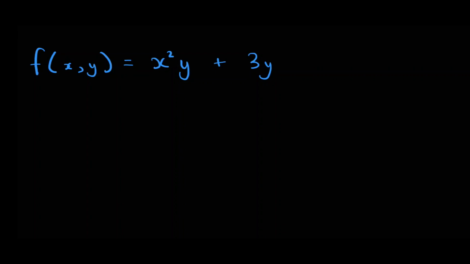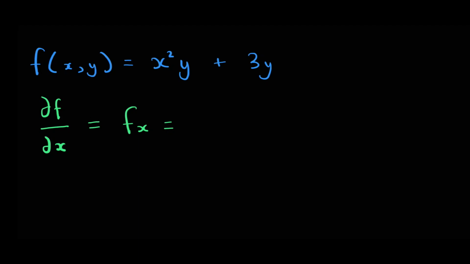So for example, we could take the partial derivative of this function with respect to x, and you could write it like this. But a much easier way to write it is just f subscript x. So that means the partial derivative with respect to x. So remember, we need to differentiate the whole thing with respect to x and treat y as a constant.